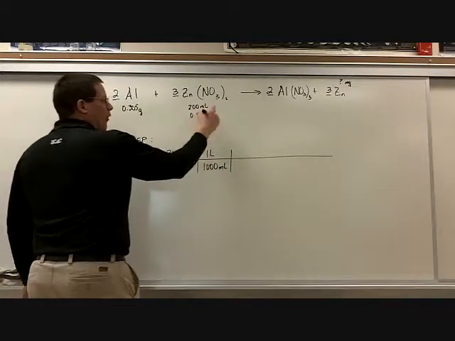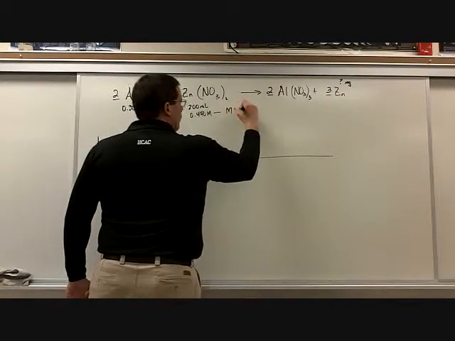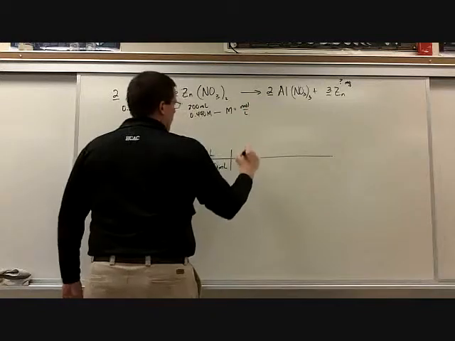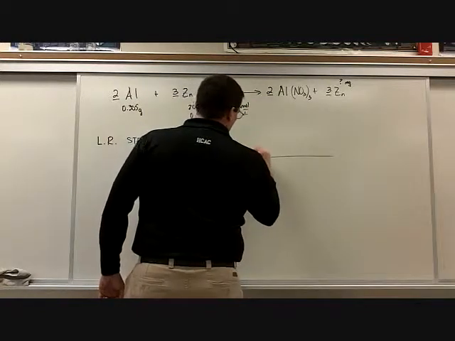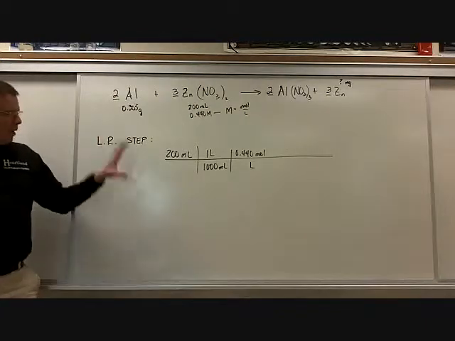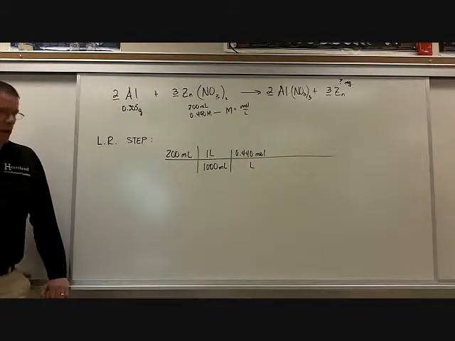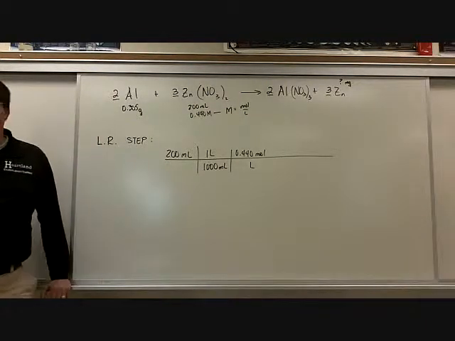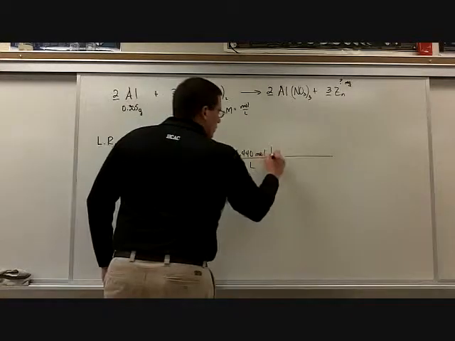And then again, don't forget that the big M represents moles per liter. That's how we want to show it in our problem. We want to show it as moles per liter. We don't ever write capital M in our factor labeling. Don't do it, no matter how tempted you are.